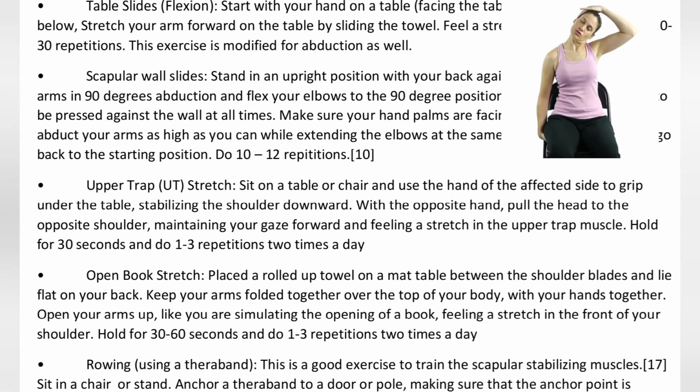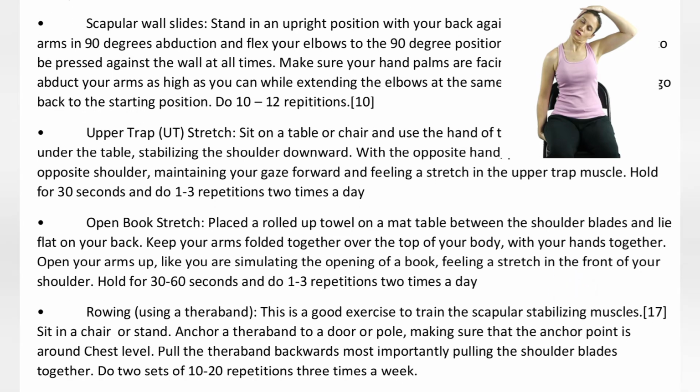Next one is the upper trapezius stretch. Sit on a table or chair. Use the hand of the affected side to grab under the table. Stabilize the shoulder downward with the opposite hand and pull the head to the opposite shoulder. Maintain your gaze forward and feel the stretch in the upper trapezius muscle. Hold for 30 seconds and do 1 to 3 repetitions twice a day.